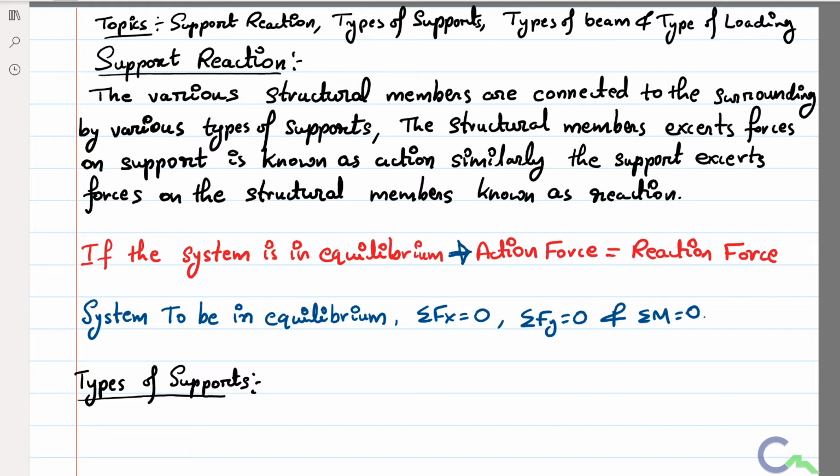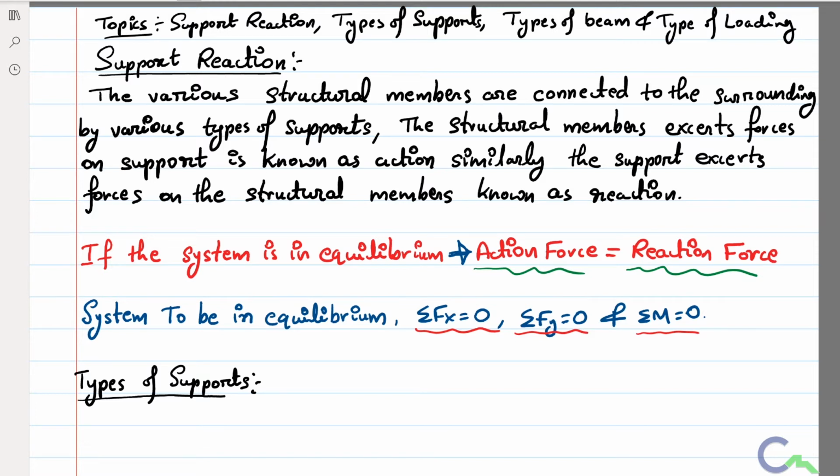So if the structure is in equilibrium, then whatever the action force is should be equal to the reaction force. If the system is in equilibrium, then I can say summation of horizontal forces is 0, summation of vertical forces is 0, and summation of moment about any point on the structure should be equal to 0.